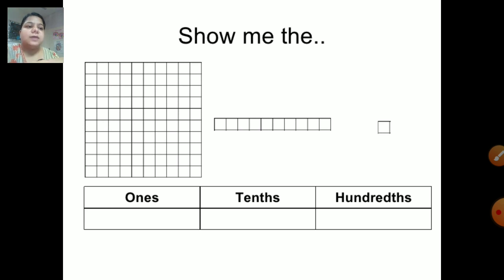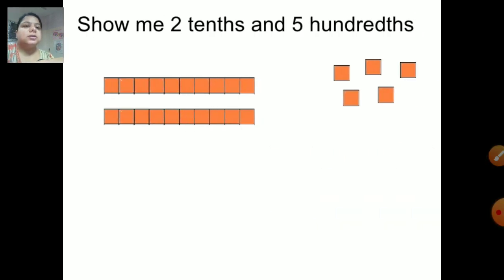So if you have to write down the number here, how many ones are here? You can see how many ones are in this picture. 1 one. How many tenths are here? 1 tenth, and 1 hundredth is here. So this number will become 1.11, right?